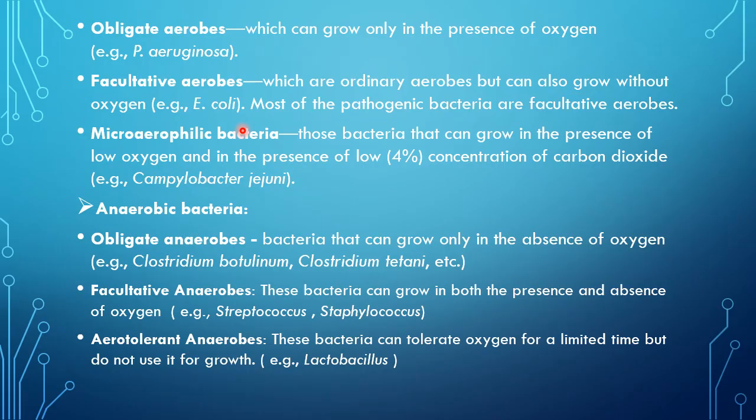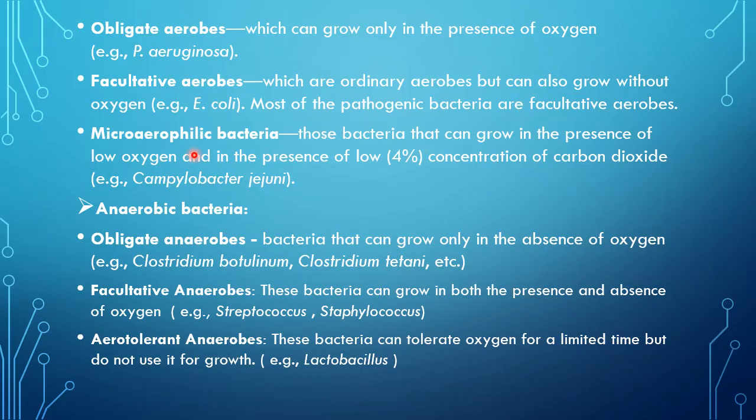So they require oxygen for their growth and they're happy if they have oxygen, they grow and survive. But they can also tolerate anaerobic conditions. They can also grow and survive in anaerobic conditions. Example for that is E. coli. Okay, and most of the pathogenic bacteria are facultative aerobes. Yes, most of the disease causing bacteria are facultative aerobes.